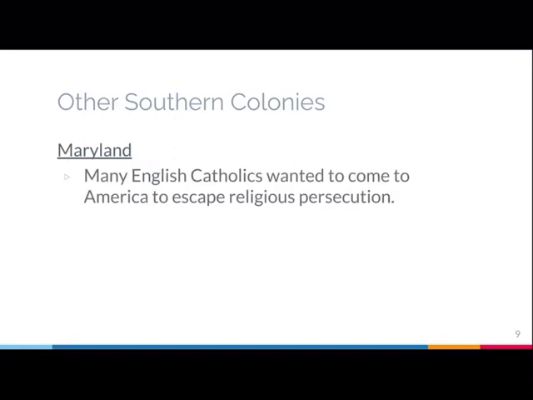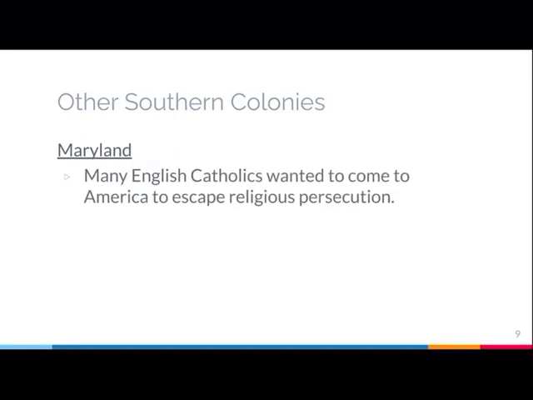So remember when we talked about that guy, King Henry VIII, with the many wives? He made England Protestant. And then Queen Elizabeth I also made England Protestant. A lot of the Catholics then were facing religious persecution. Pretty much, religious persecution is they were getting hated on based on their religious beliefs.